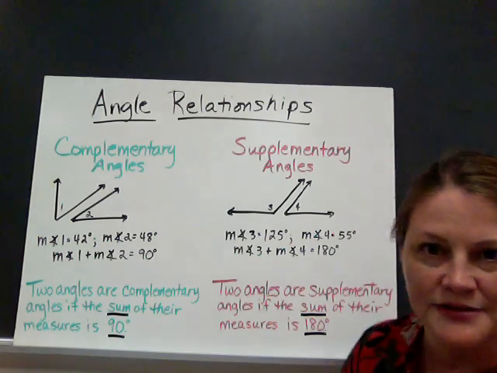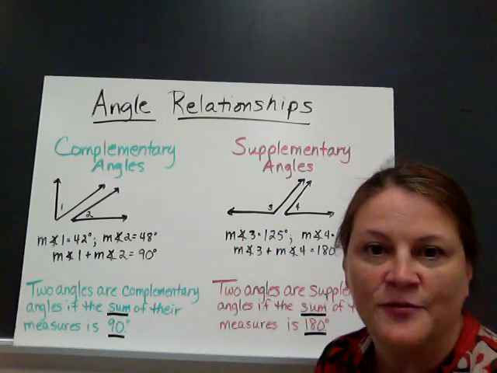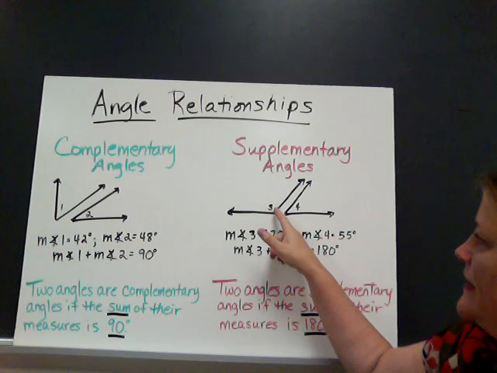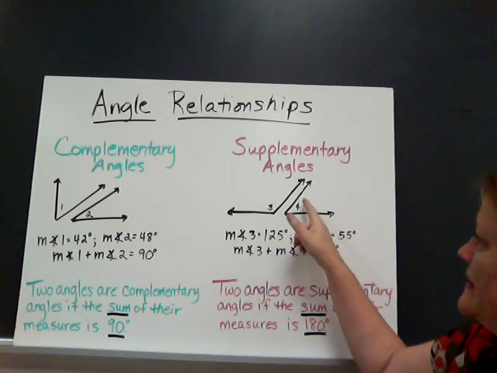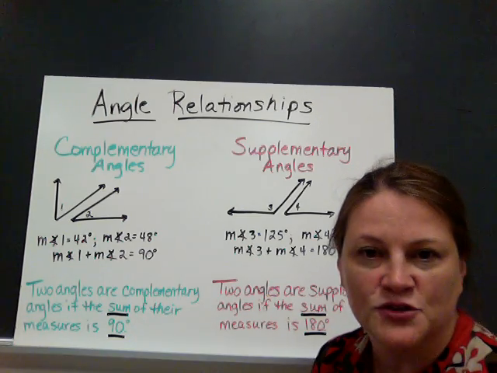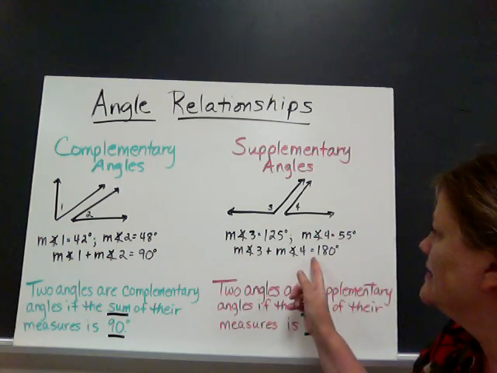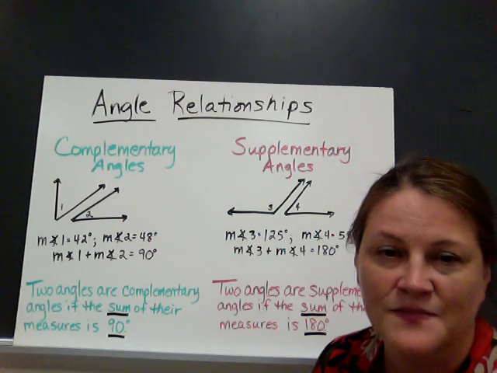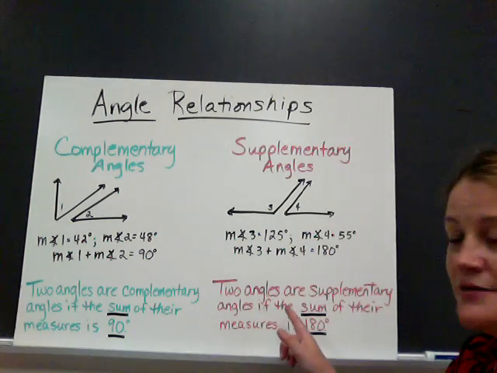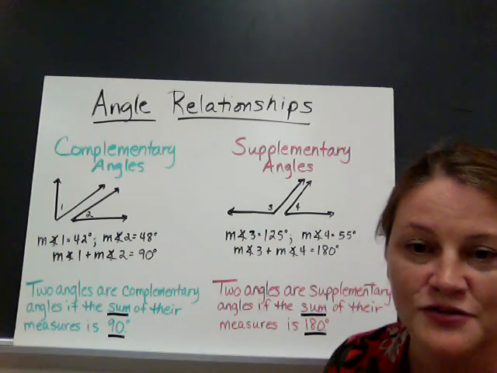Let's look at supplementary angles. Supplementary angles are these two angles listed right here. We have angle 3 and we have angle 4. We're given that the measure of angle 3 is 125 degrees, and the measure of angle 4 is given here as 55 degrees. If we now look at the sum of the measures of those two angles, we'll see the measure of angle 3 plus the measure of angle 4 equals 180 degrees. If we now look at the definition for supplementary angles, we see that two angles are supplementary angles if the sum of their measures is 180 degrees.